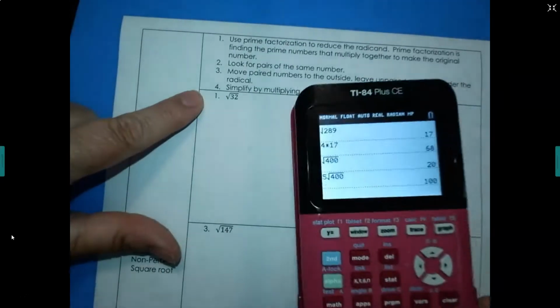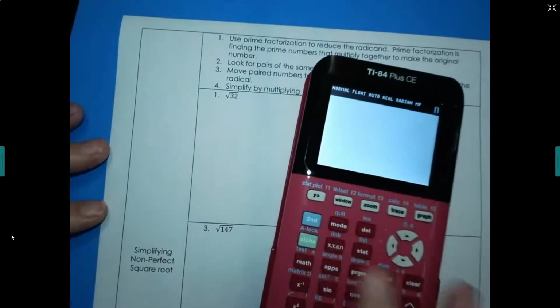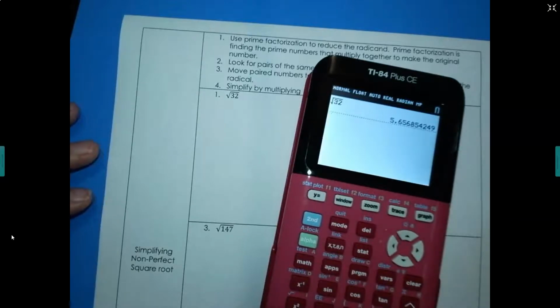So I have an example here, 32. When I look for the square root of 32, it's not a pretty number. That means that's not a perfect square, and I don't want to get my simplified radical into this form. I want to write it in a different form. So that's what I'm going to show you how to do.